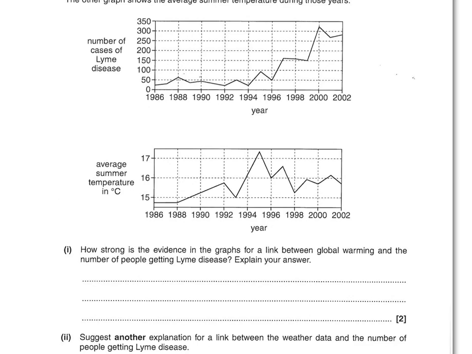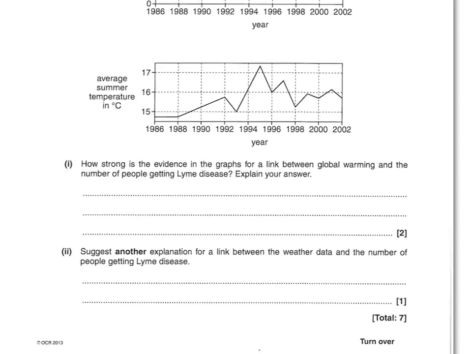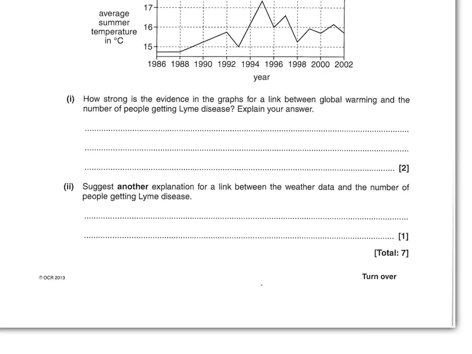So your description of the link, whether there's no link, or a link, or a weak link, is not what you get the mark for. The marks are for explaining why you think that. So yes, another explanation for a link between the weather data and the number of people getting Lyme disease. So a mark here, you could say that if it's warmer, then more people will go for walks in the country, or they'll wear less clothes, or you could say the ticks breed more. You could say the ticks feed more in warm weather, or you could say there's just more ticks in warmer weather. So any one of those will get you that 1 mark.